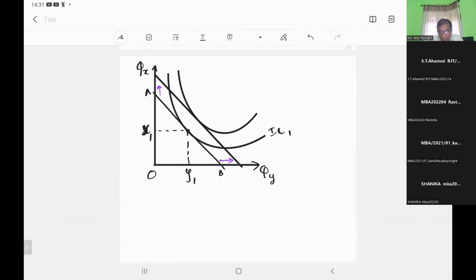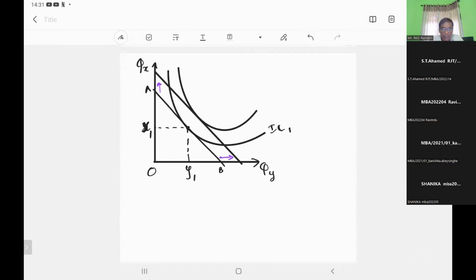This is the tangent point, right? This is the tangent point. Now he can reach a higher indifference curve and make more utility than at Y2, X2. Now, when income changes, you can identify that the consumer equilibrium point is also changing.